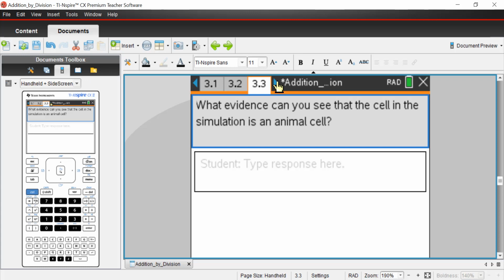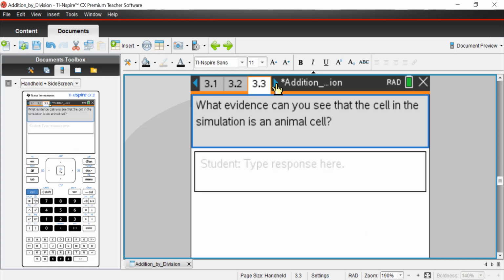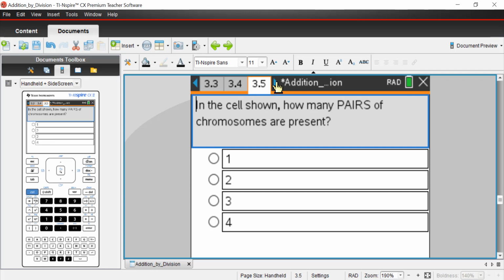So page 3.3, what evidence can you see that the cell in the simulation is an animal cell? Well, we know it's round, so it implies that there's a cell membrane instead of a cell wall. There are also centrioles that are present, and so that is an indicator. 3.4, during which phase does the nuclear membrane disappear? And we know that that's prophase, so then the cell can migrate those chromosomes, or before that they're called chromatids because they're still attached, the copies are attached to one another.